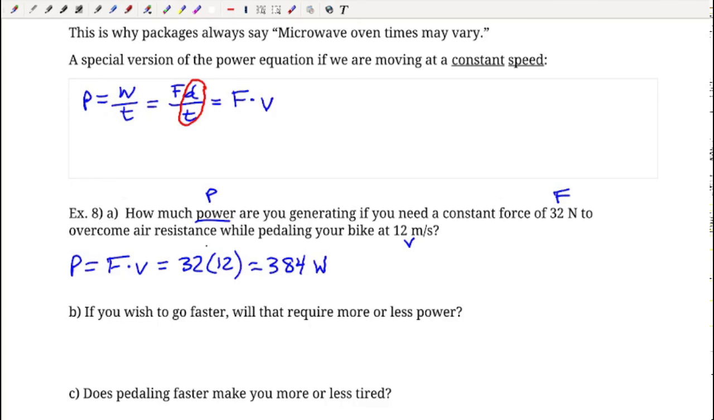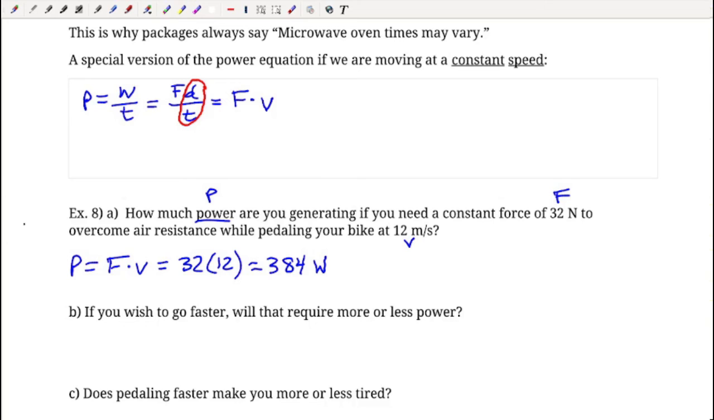So again, if you're given a constant speed, you don't actually know the distance or the time, although you could say, well, actually, I'm going 12 meters in 1 second, so I could put in 12 and 1 if you like. But when you're given a velocity in the question, it's easier to remember that velocity is distance over time.